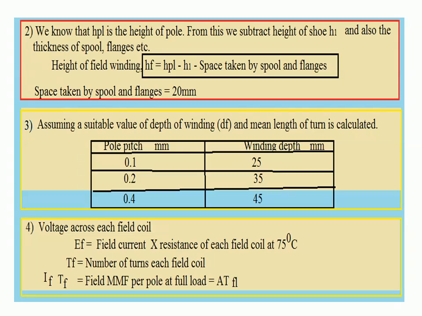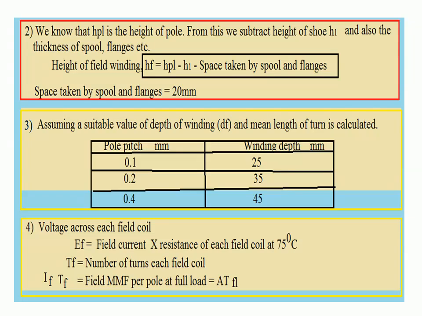Step number 3: we have to assume a suitable value of depth of winding, df. Hence, we have to calculate the mean length of turn. If the pole pitch is 0.1, the winding depth is 25 mm. If the pole pitch is 0.2, it is 35 mm. If the pole pitch is 0.4, it is 45 mm. So a suitable value of df, the depth of winding, should be assumed, then the calculation proceeds.